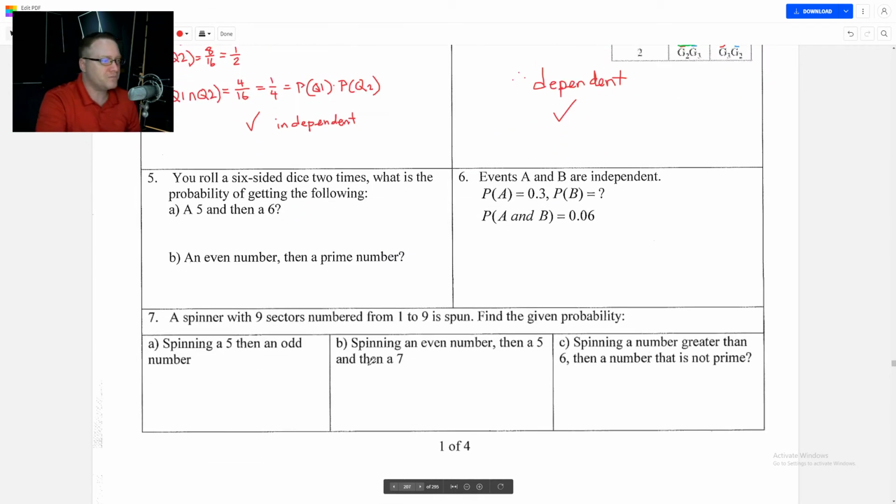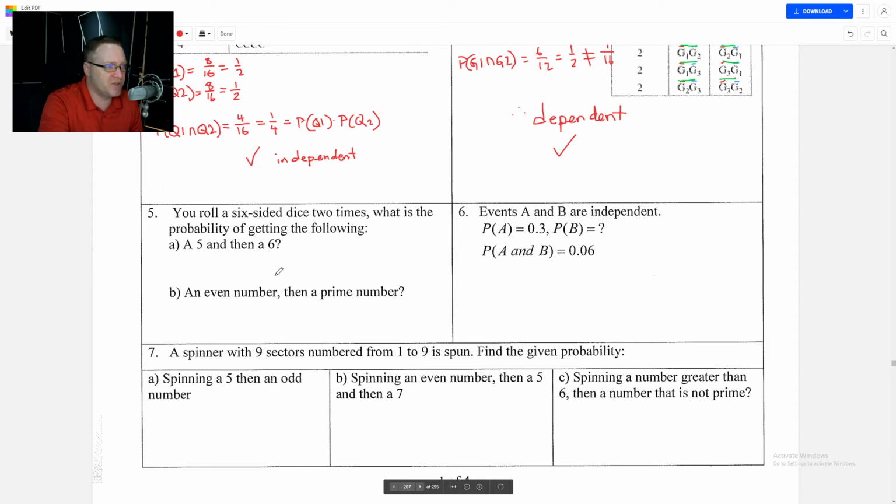We'll do a few more examples of using independent events. We are rolling a 6-sided dice. So we're rolling a dice 2 times. What is the probability of getting the following? Probability of getting a 5 and then a 6. So probability of 5 and 6. Well, what's the probability of getting a 5?